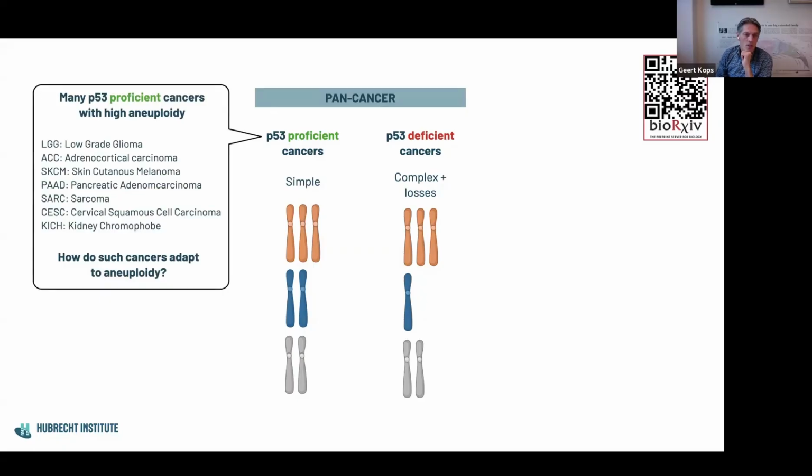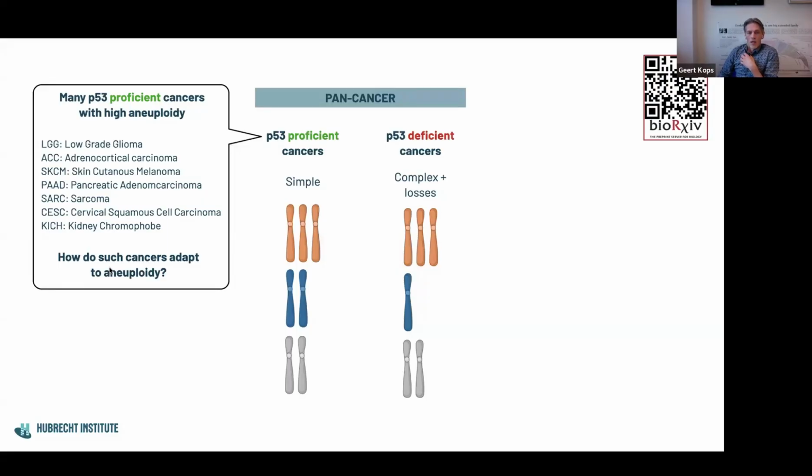Some of the things that we're very interested in is what happens with these p53 proficient cancers that have very high aneuploidy, such as these ones that are listed right here. So how do these cancers adapt to aneuploidy? And we don't think it's p53 pathway inactivation, because we also profiled this p53 mutant phenocopy state. And so there is likely something else. Either these tissues do not readily activate p53 upon aneuploidy, or there are other mutations or alterations that allow them to cope with it.